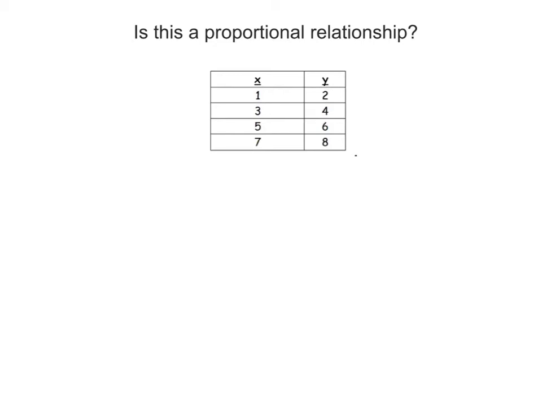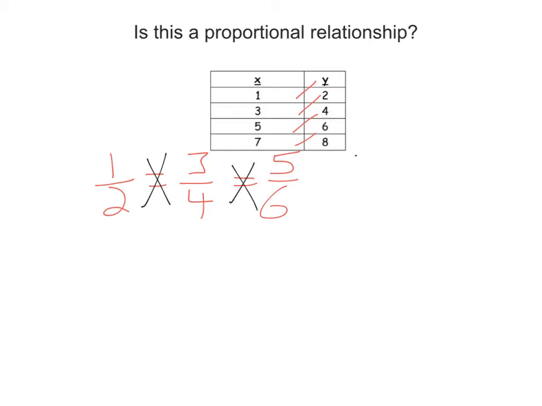So the first couple questions just ask, is it a proportional relationship? The way we figure that out is if we make fractions out of each of these, are they all equal? Because to be proportional, the proportion of this to this has to be the same for all of them. So is 1/2 equal to 3/4 equal to 5/6? No, this is not true. So this is not a proportional relationship.